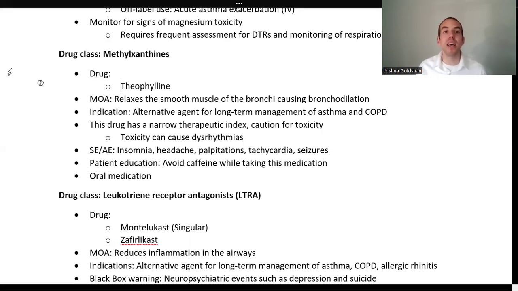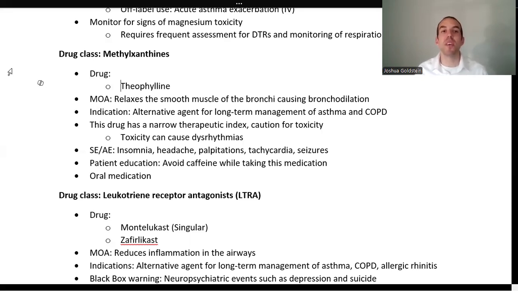I'm going to jump ahead to that. The side effects are insomnia, headache, palpitations, tachycardia, all the things that we associate caffeine with. Why? Because this is very similar to caffeine. How does it work for asthma? It relaxes the smooth muscle of the bronchi, giving us that bronchodilation, again, fighting the asthma bronchoconstriction. What do we use this for? As a backup option. This is definitely not a go-to, but it's a backup option for asthma and COPD.